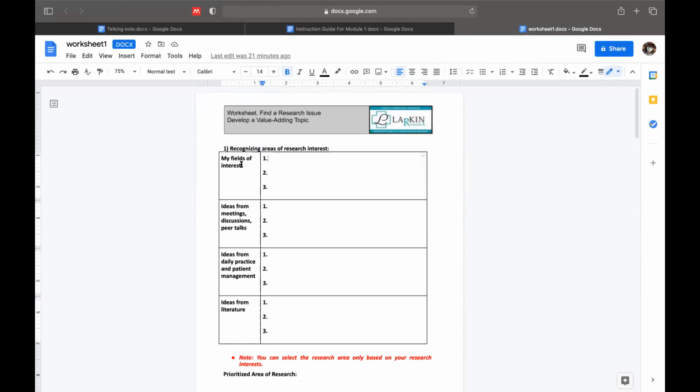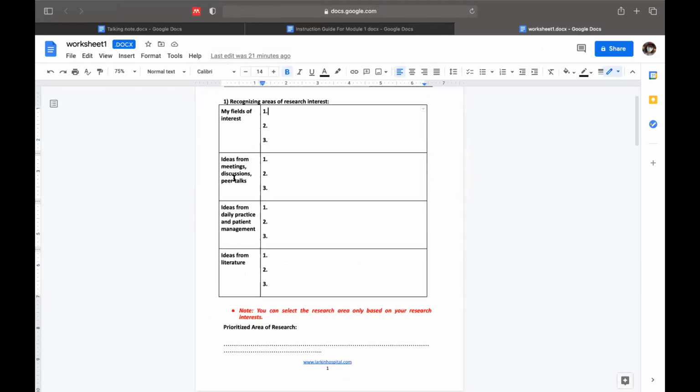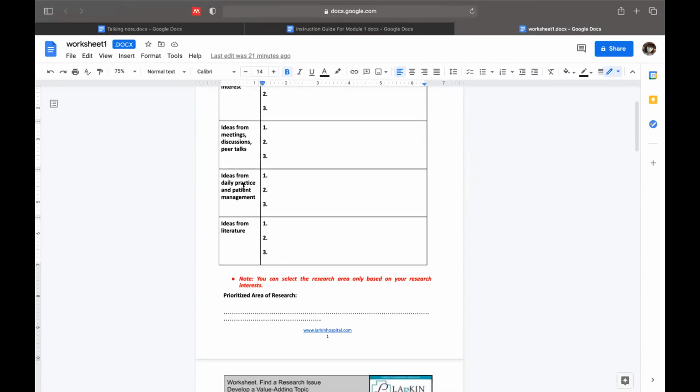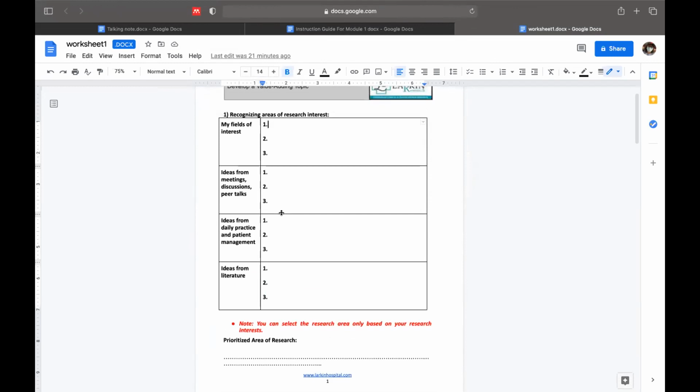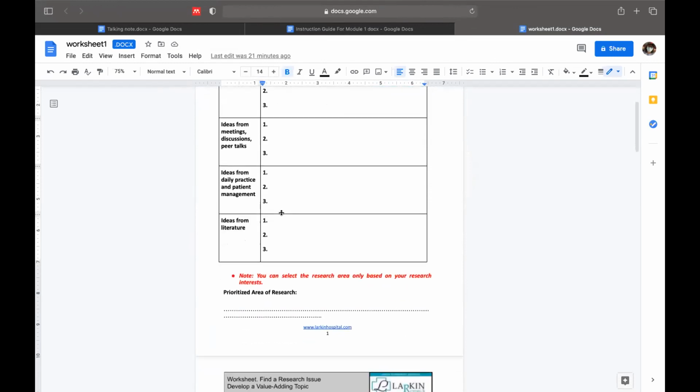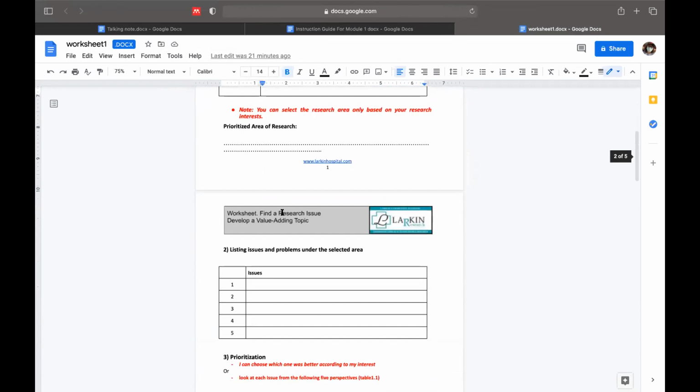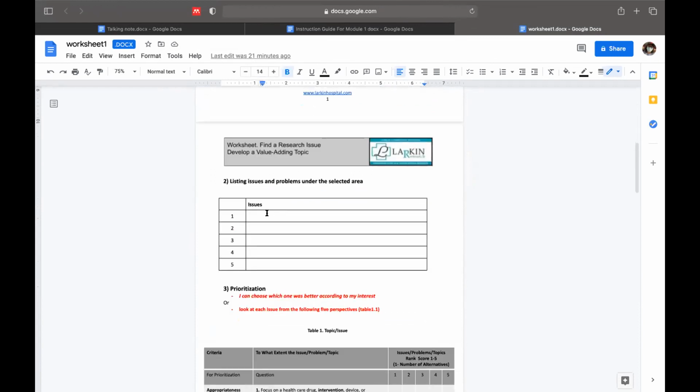Marsban previously said, you can get research ideas through your fields of interest, from meetings, discussions, or peer talks, through surveys with your patients, from your practice and patient management, or from ideas you've read in the literature. So you could list them all here. And after that, depending on your interest, you can prioritize them. So let's say you've prioritized 5 areas of research. You can list them all here, and then you can choose which one of these issues is more important.